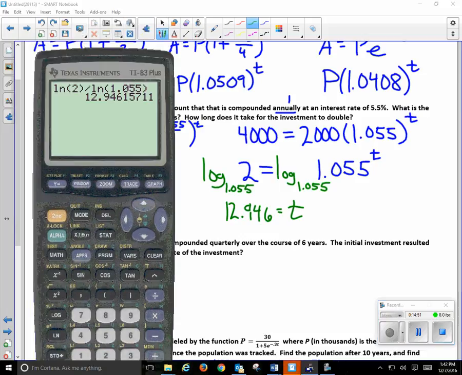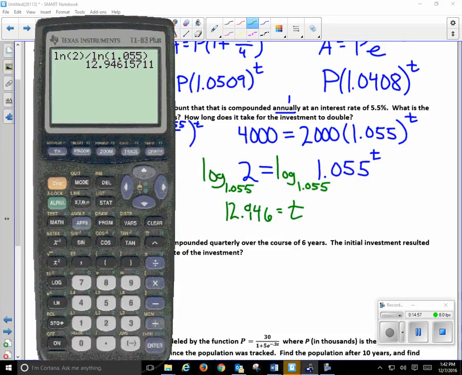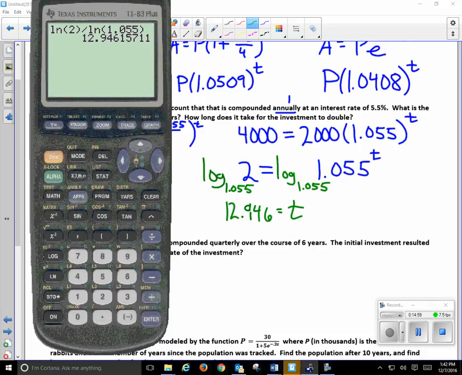Okay, for people watching the video, you can see that the first result is $2,477.65. On the second one, we take the log base 1.055 of both sides, and you get 12.946, or approximately 13 years. Any questions how we came up with that? Did you do it correctly? You feeling really smart? Good for you. Question, Judith.